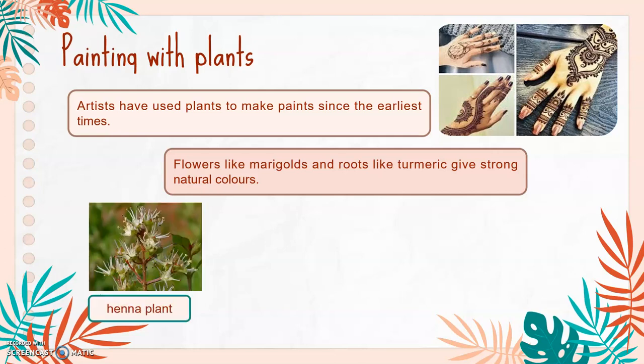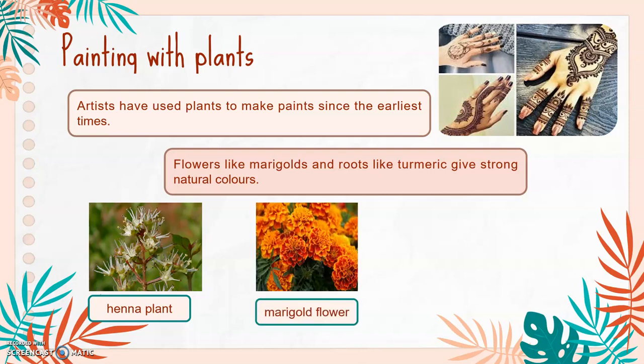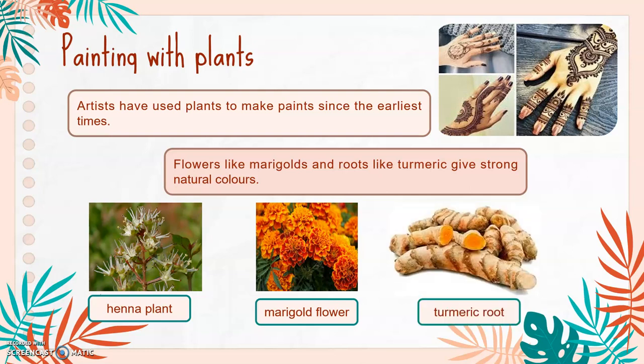Now, these are the plants that you can use for paint: the henna plant, marigold flower, and turmeric roots. Here is henna, and marigold flower, and turmeric roots.